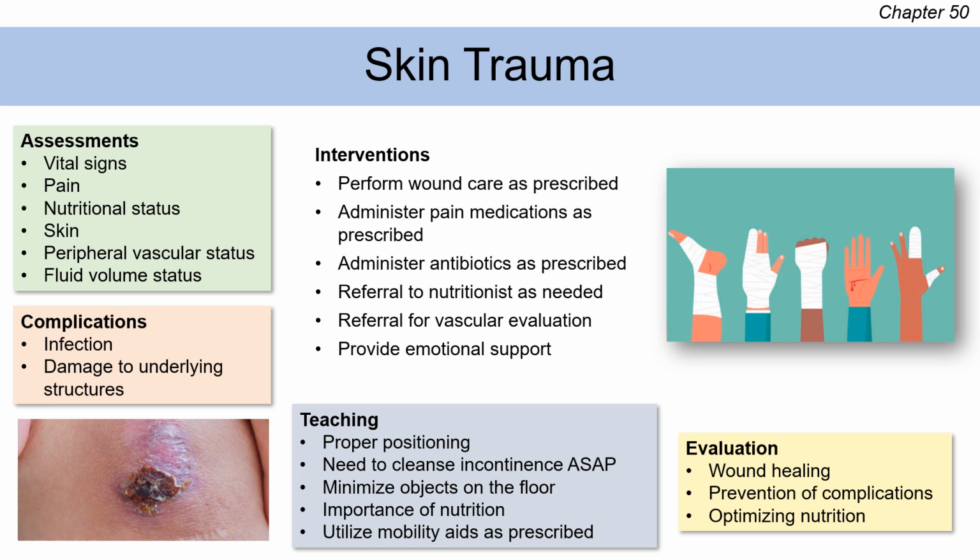Interventions. So we want to perform wound care as prescribed. Remember, all wound care is a doctor's order. We can give medication before we do wound care. We should give it at least 30 minutes before. We're going to give antibiotics. We're going to refer the patient to a nutritionist if needed. And if they have issues with circulation, we're going to refer them to a vascular consult. Again, this is generalized skin trauma. So if the patient is incontinent, we want to keep them clean and dry. And the way we're going to know if everything's working is if we have wound healing.